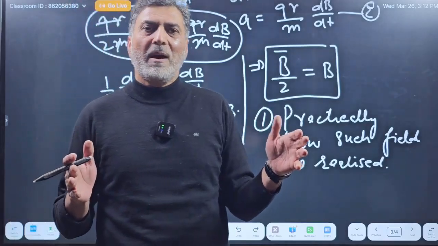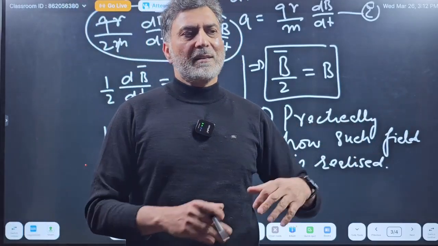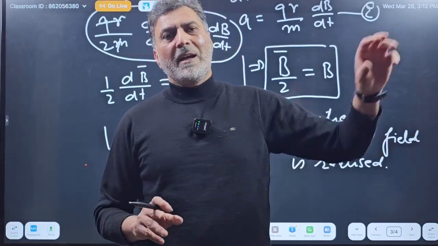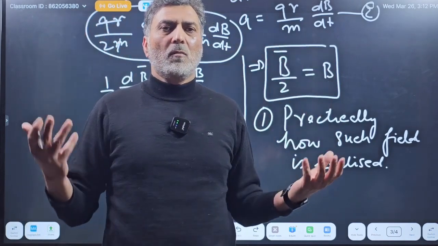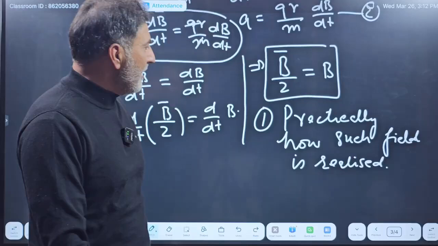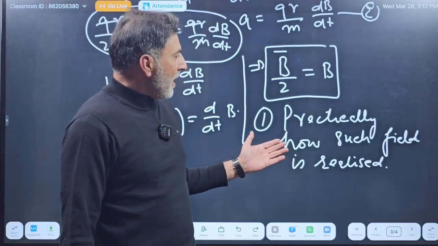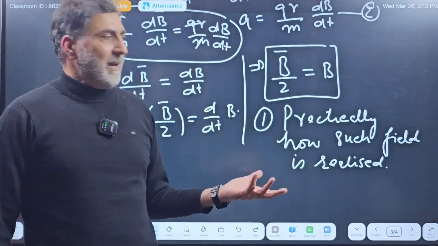How do they accelerate the charged particles? Through potential differences. They produce a potential difference, accelerate the charge, and again produce a potential difference, accelerate the charge, and they accelerate the charge over kilometers, and only then can they get the energy in million electron volts or giga electron volts, so that they can be useful in splitting the heavy nuclei. But here, first of all, my question is how such a field is realized practically in real time.